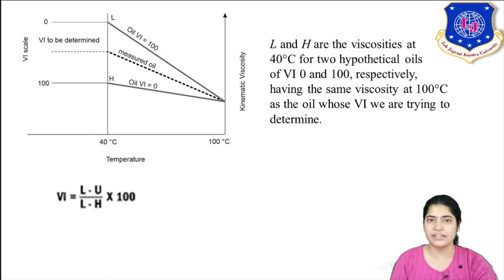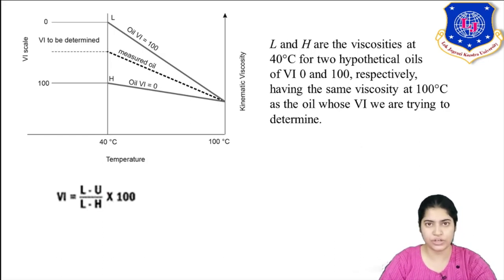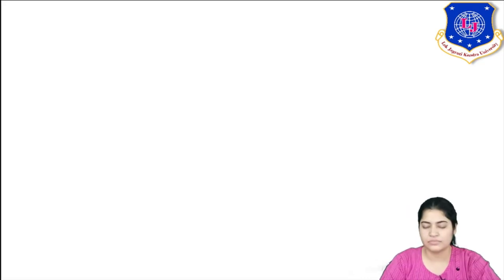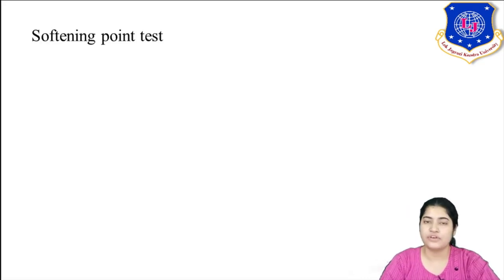At 100 degrees Celsius, the viscosities of these three oils are the same. So that way, you measure the viscosity index of your unknown oil. U is the oil of which you have to measure the viscosity index, whereas L and H are the hypothetical oils. Moving forward with the softening point test.